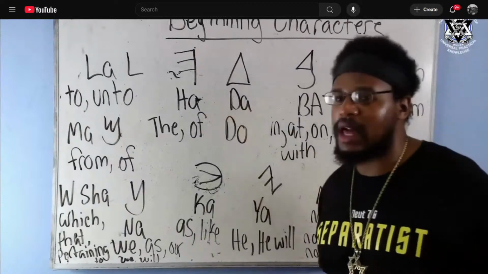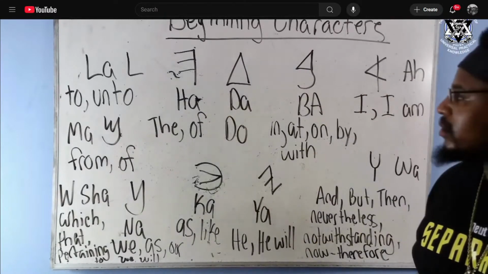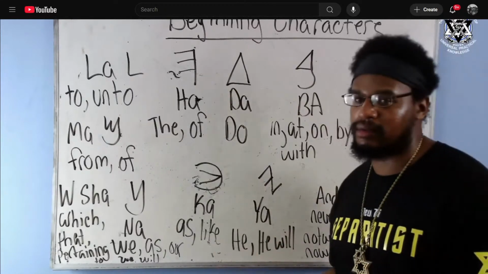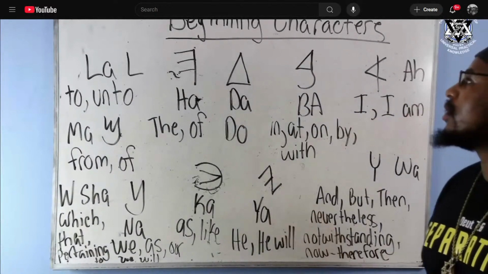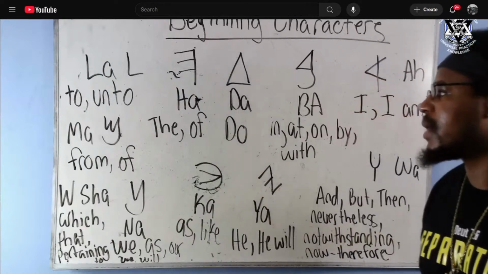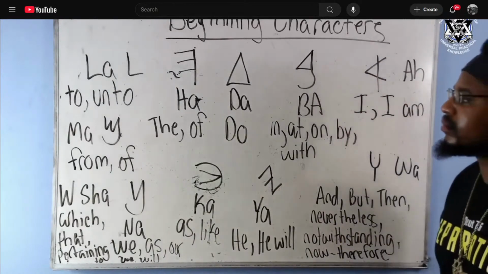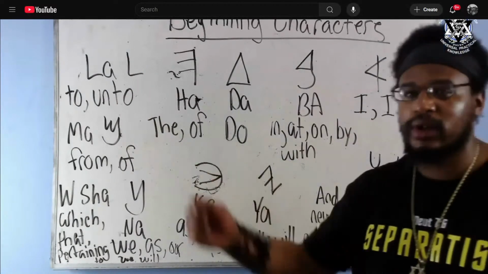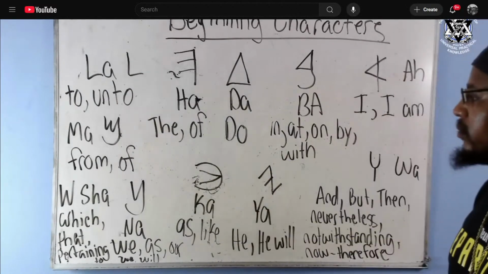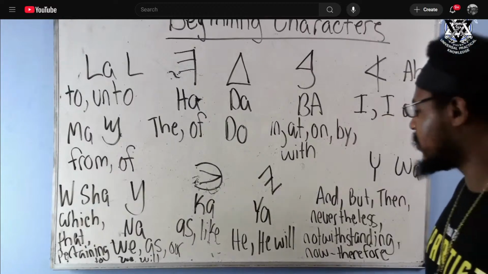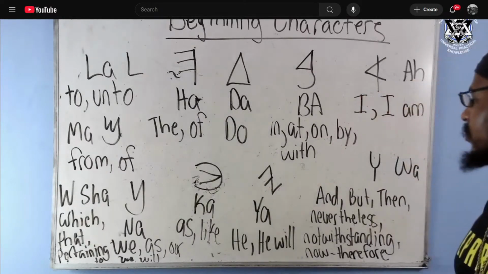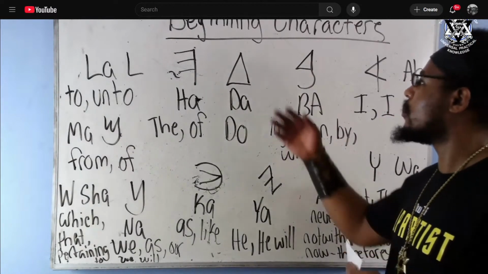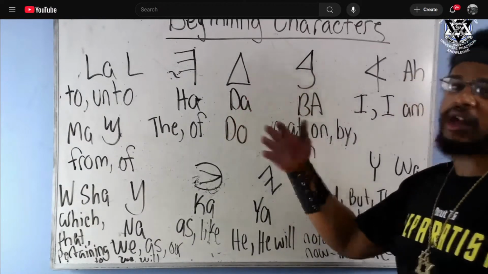So, for example, we have Malak. Malak means king. We put Ha at the beginning of Malak. Ha Malak means the king. That's an example of using the beginning character. La Yashua, to Israel. So these are examples of beginning connectors, beginning characters at the beginning of root words.